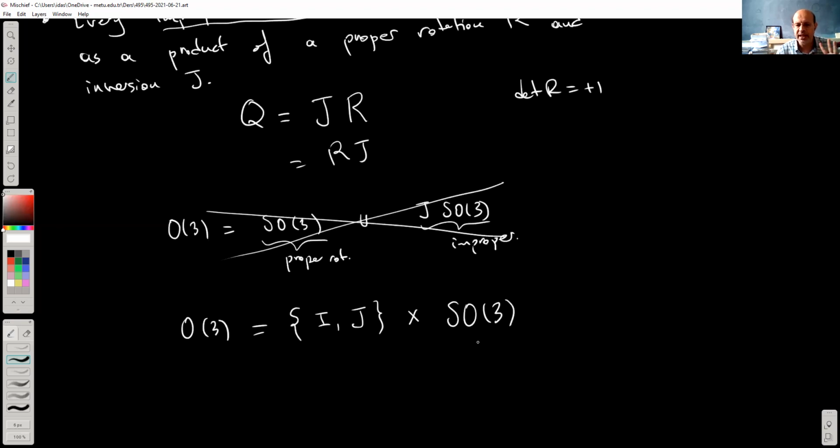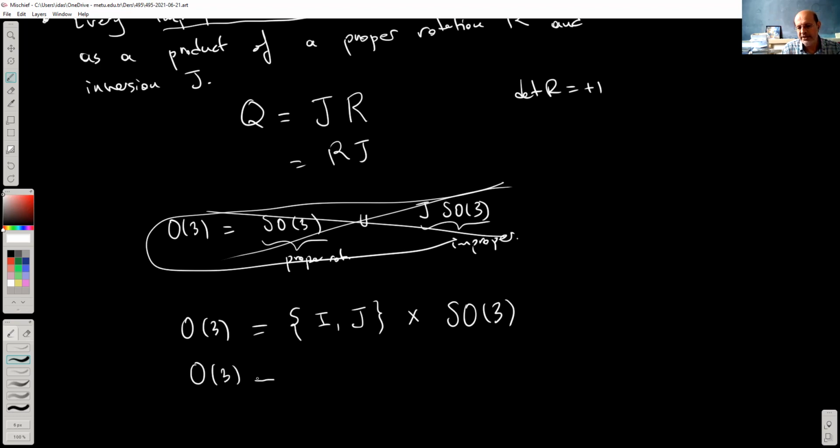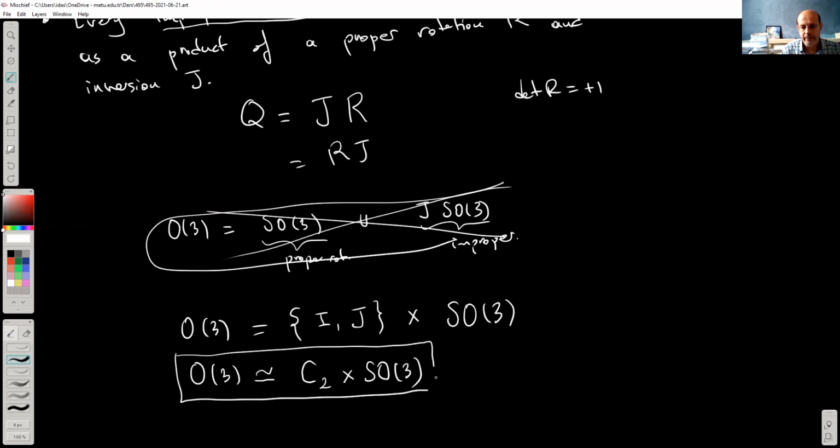Okay, that's basically what I mean, right? So what I have written down in here is basically the same as this one, but expressed with the proper group terminology. The correct way of expressing it is that this O3 is isomorphic to the direct product of the cyclic group C2 multiplied with SO3.